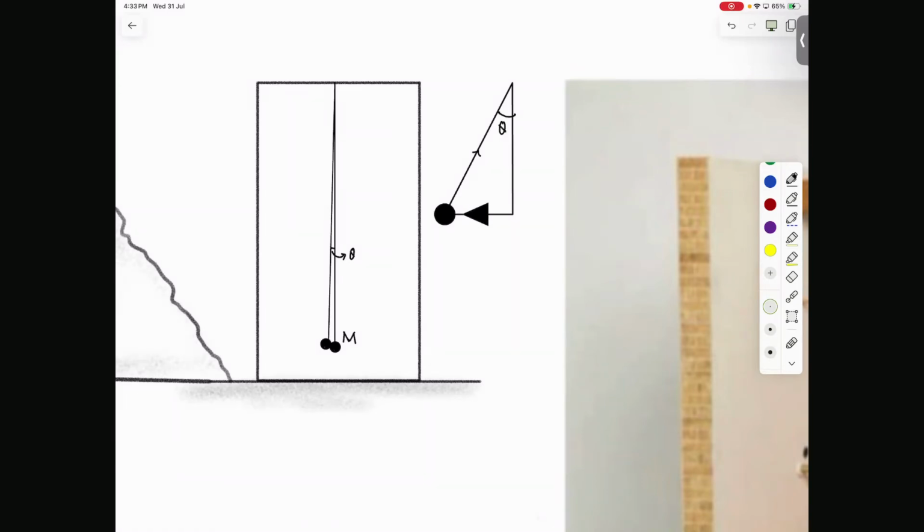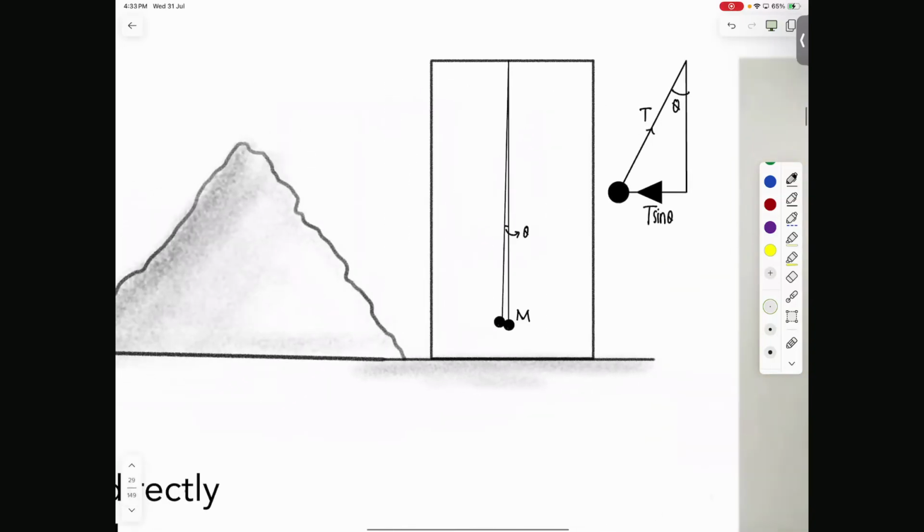Yeah, so this is going to be T sine theta, right? That's the force acting that way. And then he realized that you can find the force using basic mechanics here, and you can estimate the mass of this mountain. Estimate the mass.